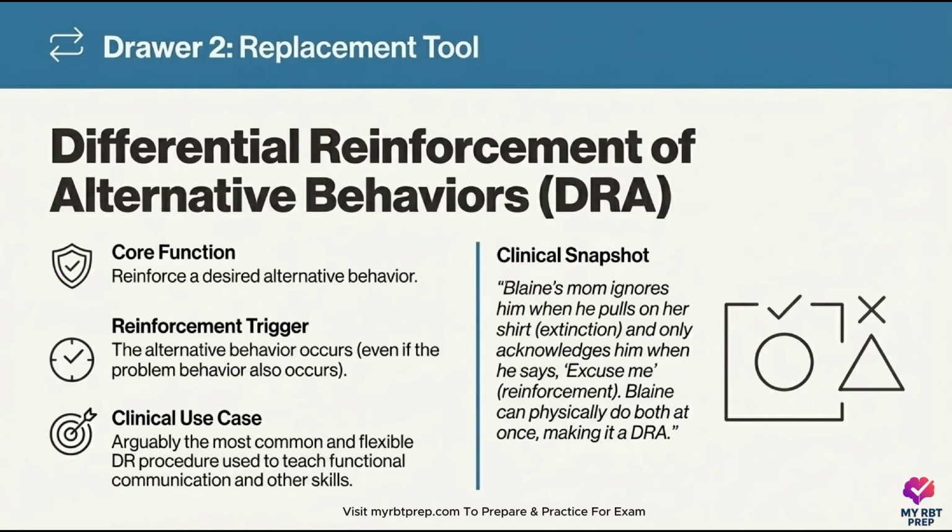We have Blaine. He pulls his mother's shirt for attention. We ignore the pulling, that's extinction. But the moment he says, "Excuse me," even if his hand is still grasping her shirt, we reinforce him immediately. Why? Because he used the alternative tool. That specific dynamic makes this the Swiss Army knife of our field. It's the primary driver for teaching functional communication because it proves to the learner that the new skill pays off better than the old habit.